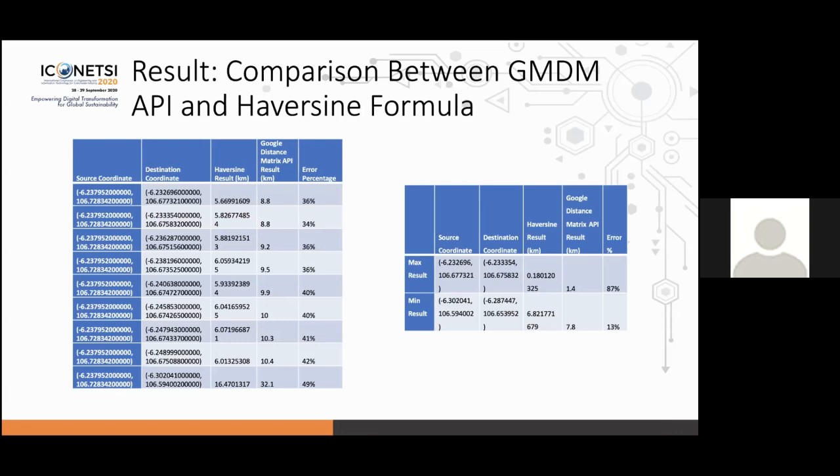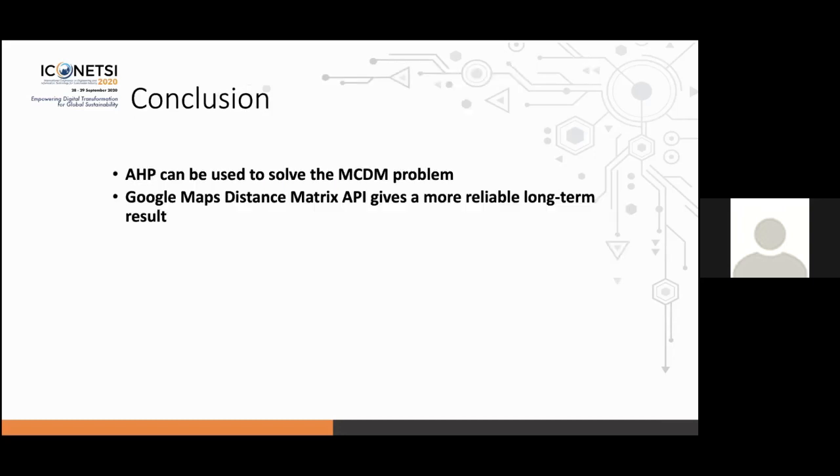We can see that in shorter distances, there is less than 40% error. But as the distance grows, the error actually increases. With the Haversine result of 16 kilometers, Google gives us a distance of 32.1 kilometers, which gives us a crazy error of 49%. So simply put, the Haversine formula will not be sustainable in long-term use, as it will give a lot of errors in the result of the AHP process.